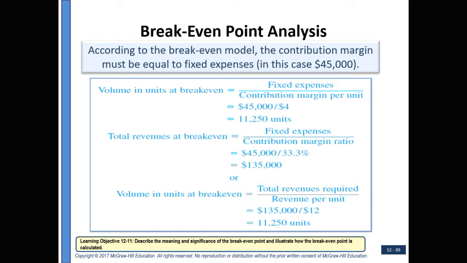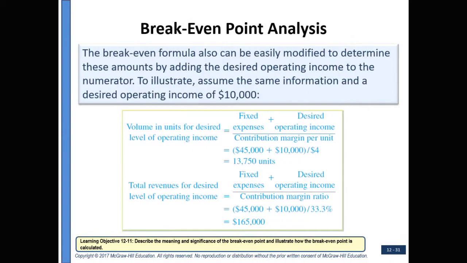So we can come at this from a couple of different ways, but break even is the point at which contribution margin will cover all fixed expenses, and you would result in an operating income of $0. The break-even formula can be modified to determine amounts by adding things such as desired operating income to the numerator. To illustrate this, let's assume the basic information we have been using and add the desired operating income of $10,000.